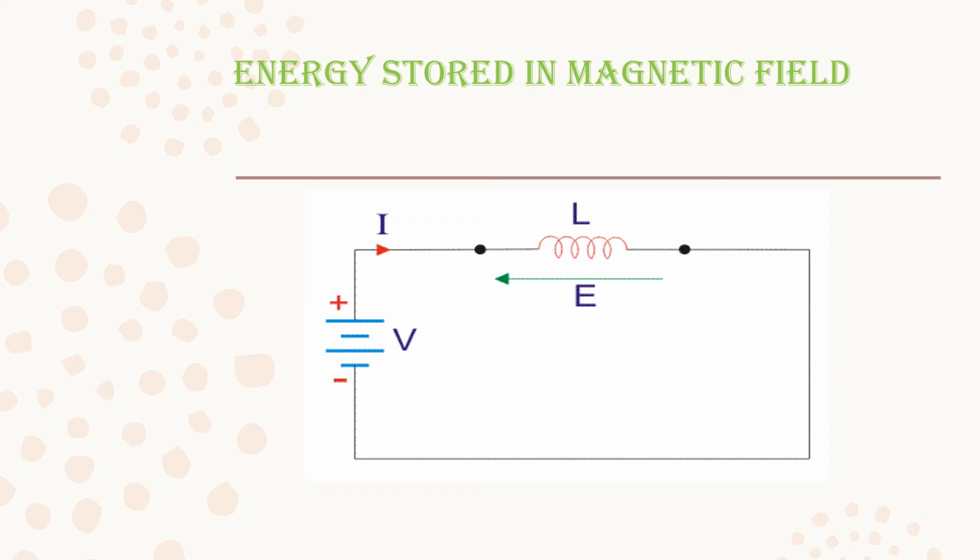Now let us study energy stored in magnetic field. For this we have drawn this diagram. In this we have a coil L and current I is flowing. To study energy stored in magnetic field, we'll try to understand some of the things: that magnetic field can be of permanent magnet or electromagnet. Both magnetic fields can store some energy.